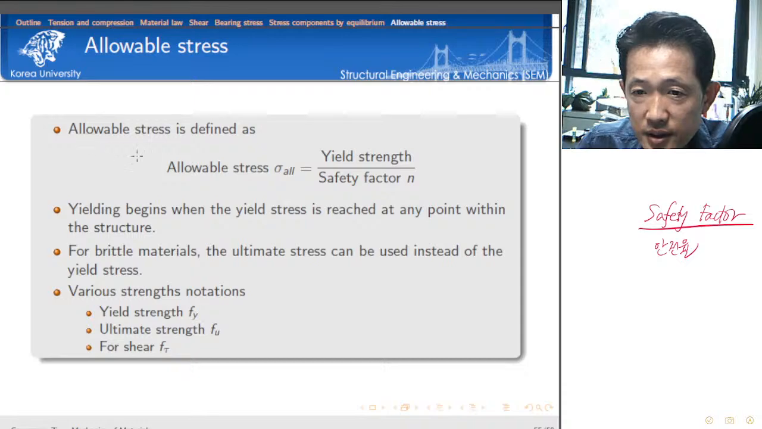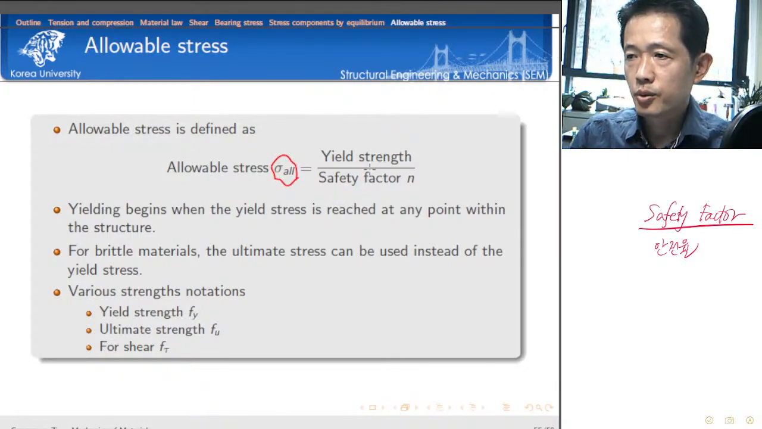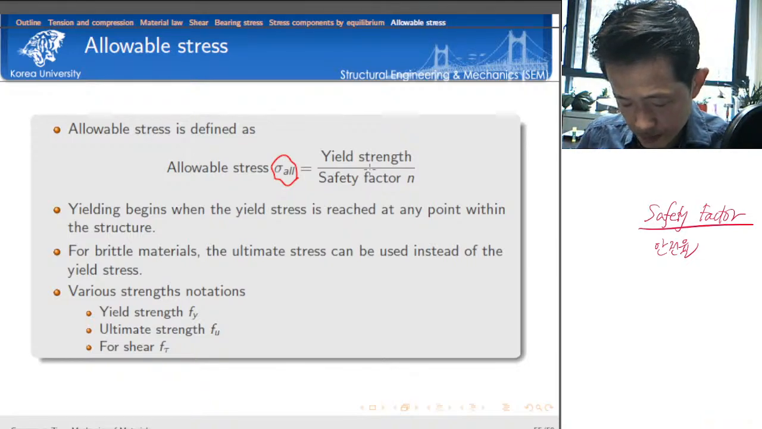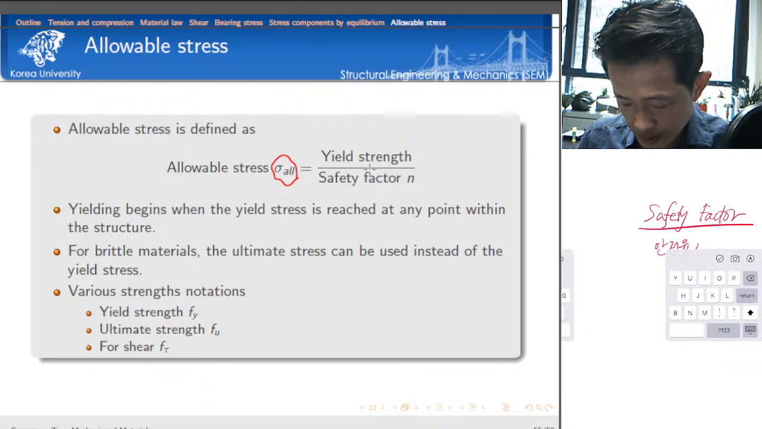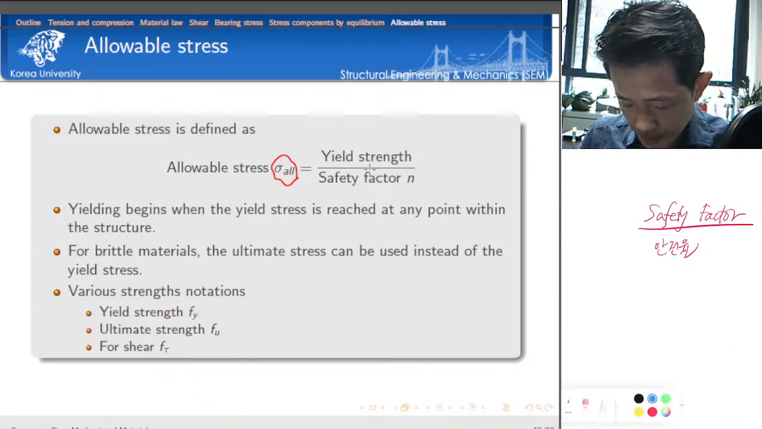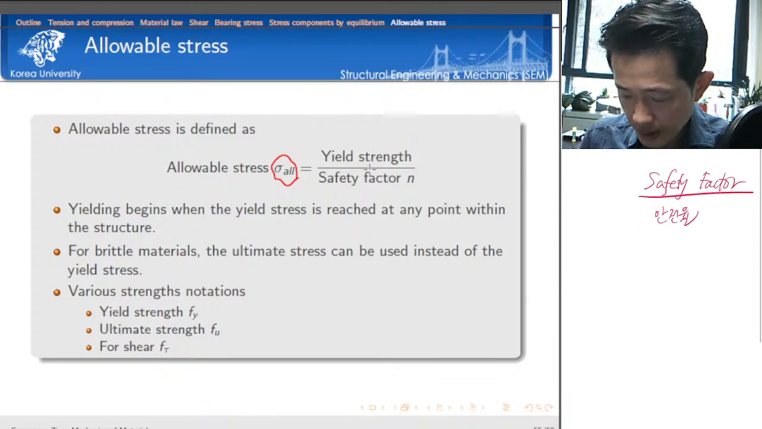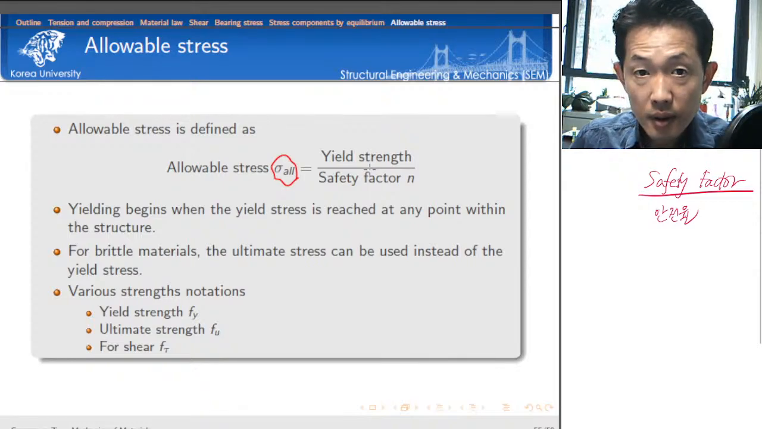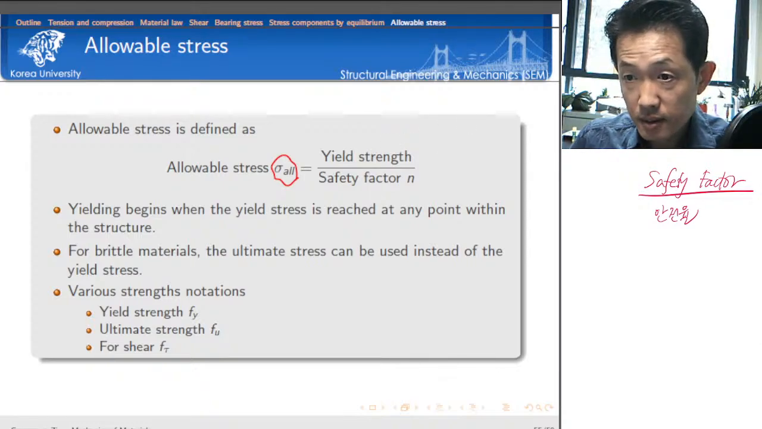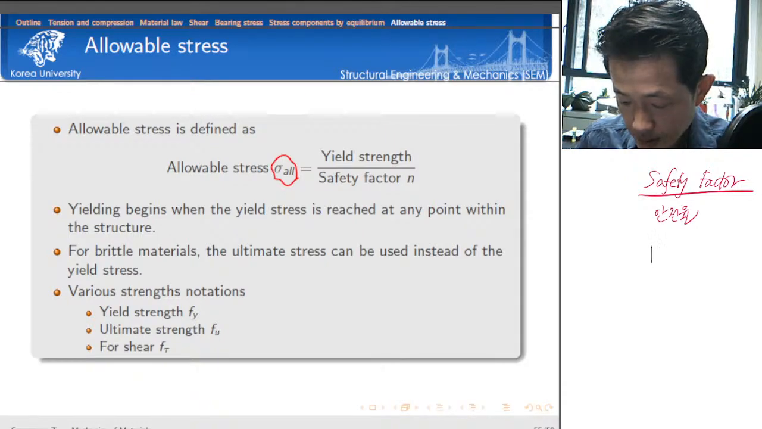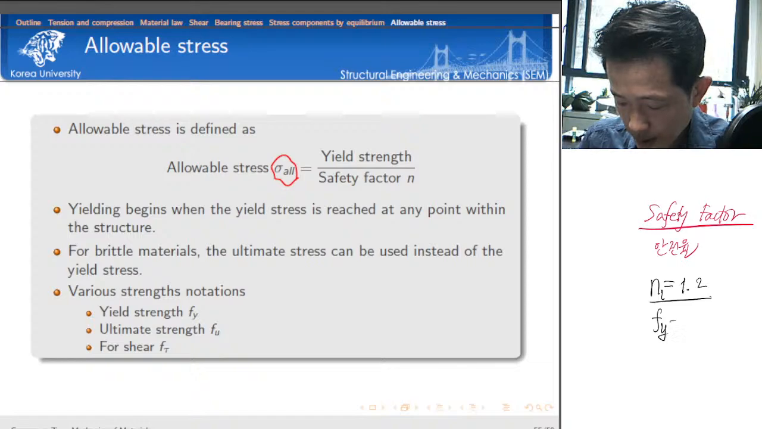Then here we have a concept of allowable stress value. For design purposes, we'd like to provide the safety factor in advance. If you open a design code, they set a certain value of the safety factor. For example, let's say the safety factor is 1.2, and my yield strength value Fy is 100 megapascal.